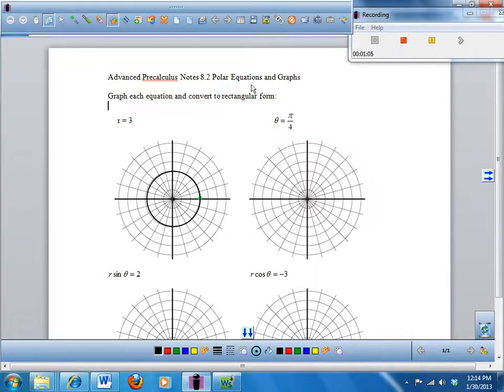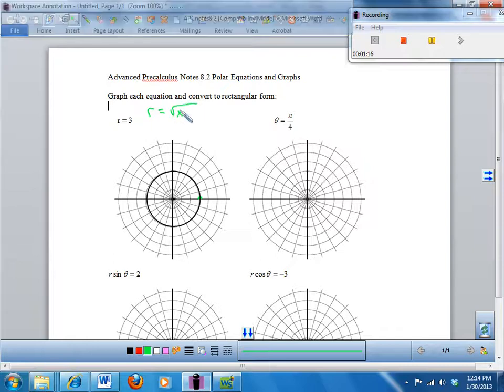Okay, so then if I want to change this into rectangular form, remember that r is equal to the square root of x squared plus y squared, and that means in this case that 3 is equal to the square root of x squared plus y squared, which means if I squared both sides that x squared plus y squared equals 9, which is a circle with the center at 0, 0 and a radius of 3. Okay? Pretty easy, I think.